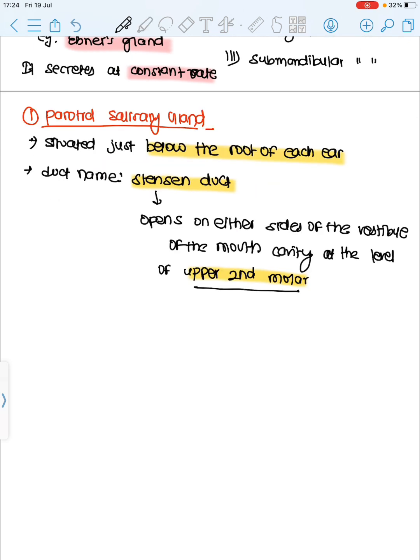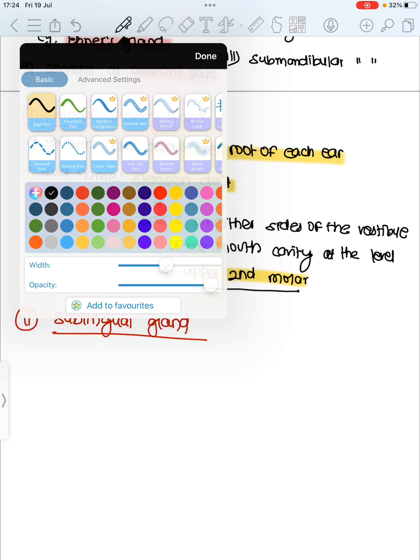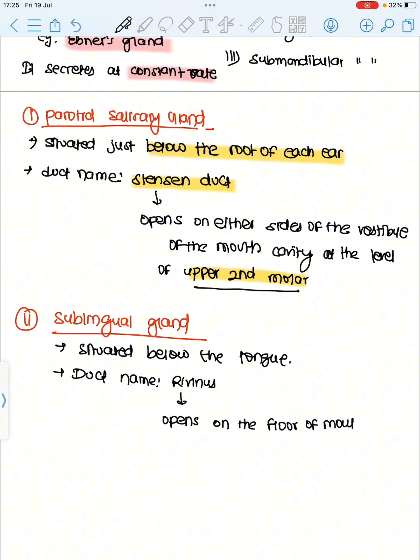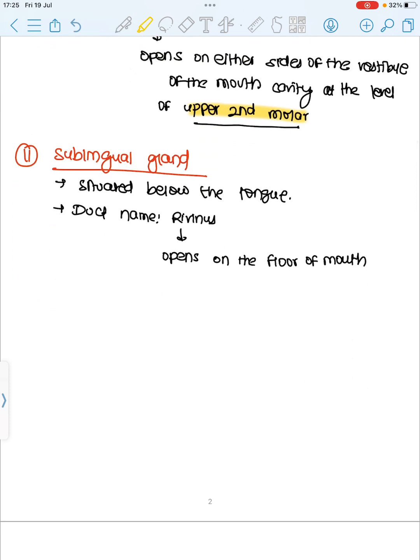Now let's come to the sublingual gland. Second, sublingual gland is situated below the tongue. From its name, it is clear that lingual means tongue and sub means below, so it lies below the tongue. Duct name is Rivinus duct, which opens on the floor of the mouth. Now, situated below the tongue, duct name Rivinus, opens on the floor of the mouth.